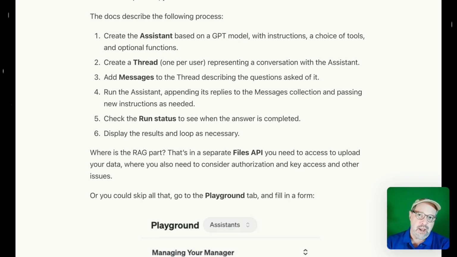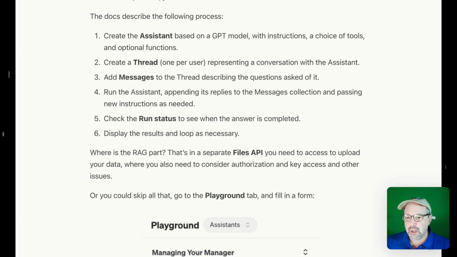Then each time you access it, you create a thread, one per user, which represents conversations. You add messages to the thread, and this could be multiple messages. Each time you get one back, you append it to the collection and keep running, and check the run status to wait for it to return a value and see that it's okay. And you may loop over this. And again, it's not a trivial thing to do.